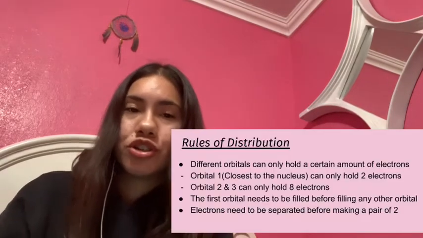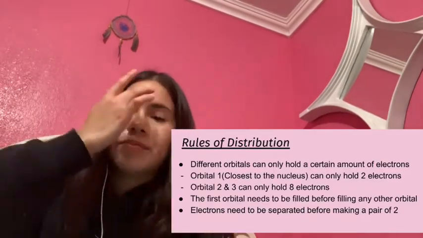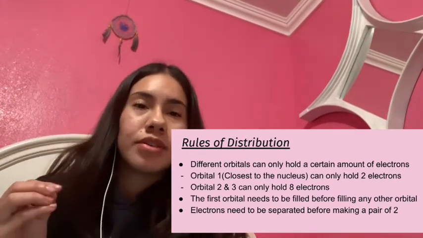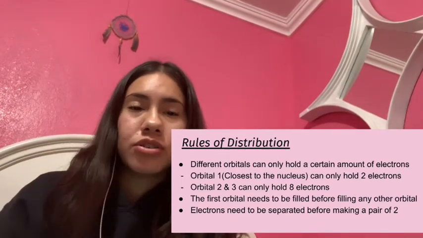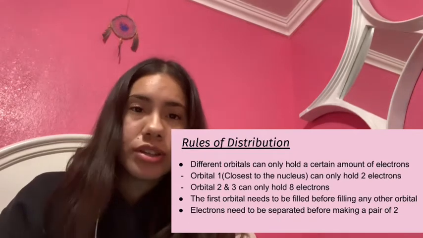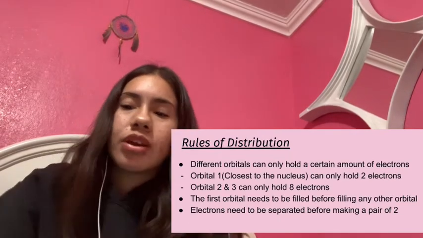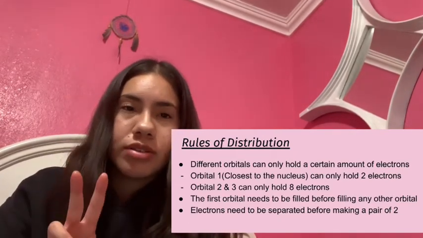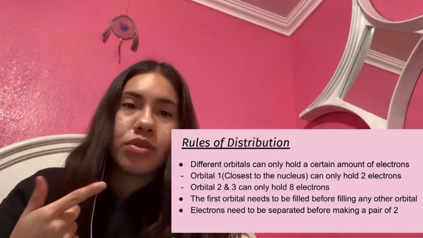So, rules of distribution. Different orbitals can only hold a certain amount of electrons. The first orbital can only hold 2 electrons. The first orbital is the closest to the nucleus.